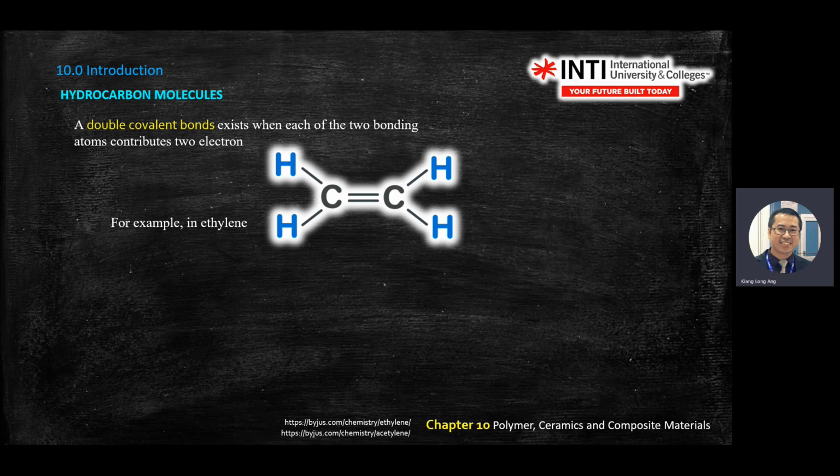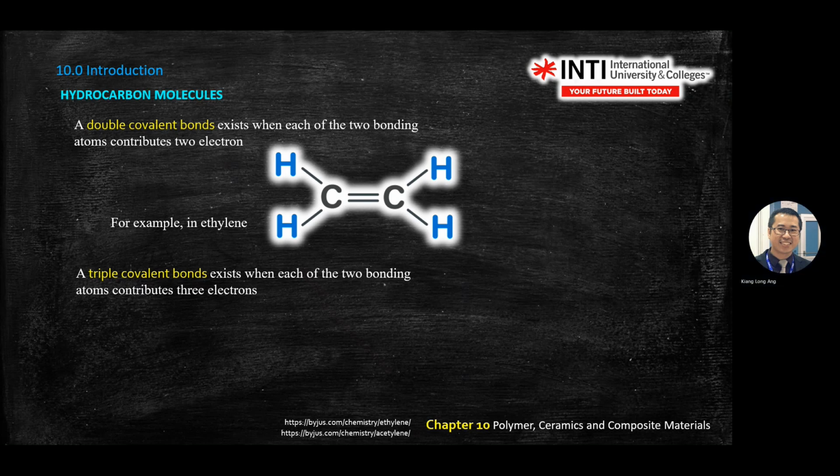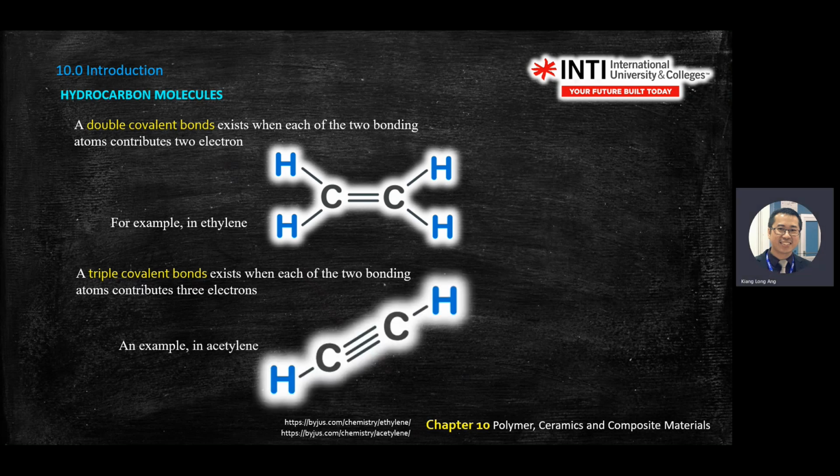Here you see another type of hydrocarbon, ethylene. You have a C to C double bond, and they are still under covalent bonding. You have double covalent bonding, and this one is ethylene. And you have a triple bond. Triple bond, and here is carbon.